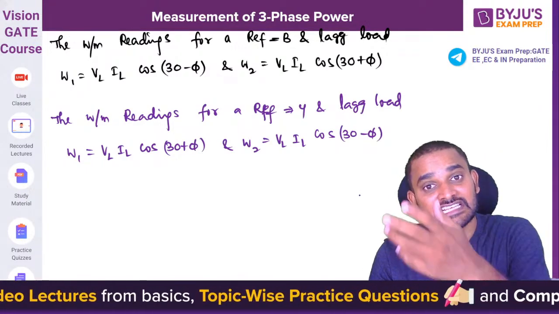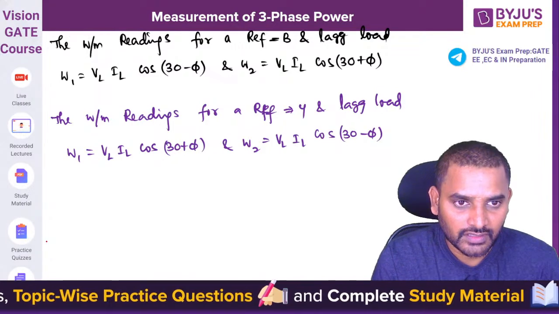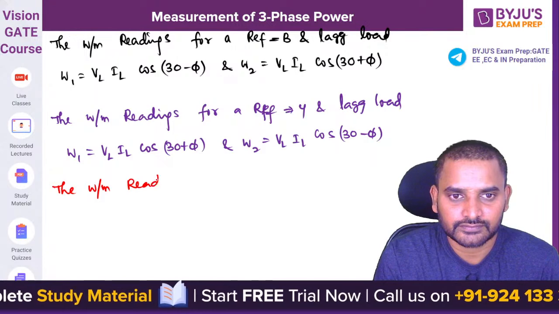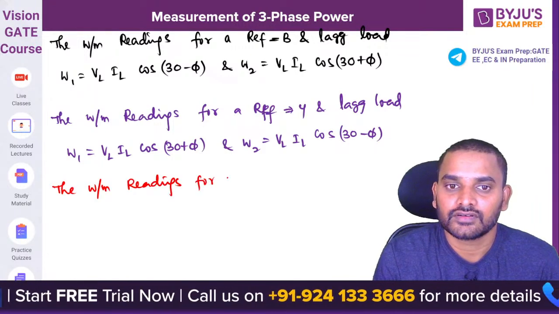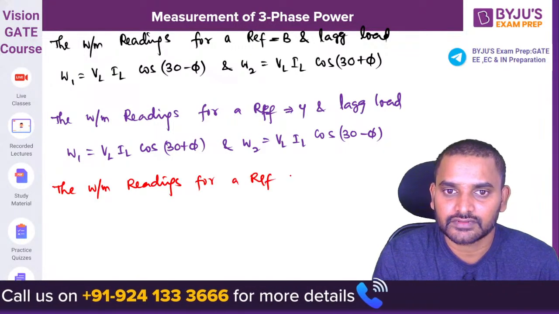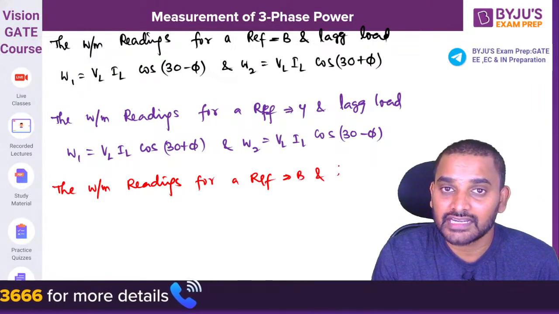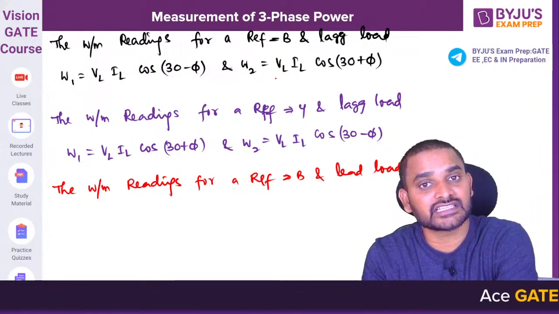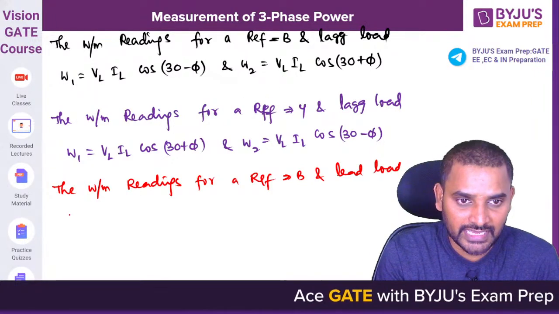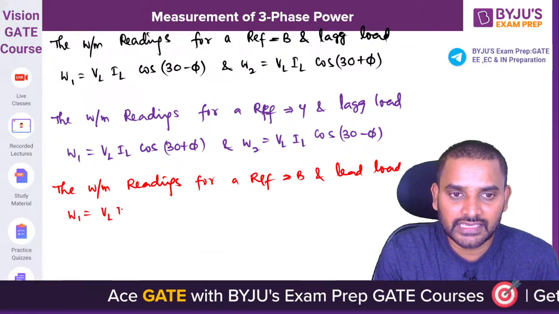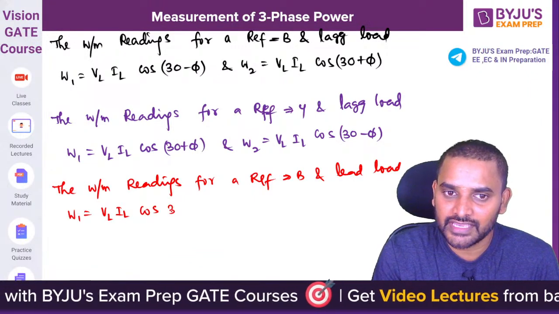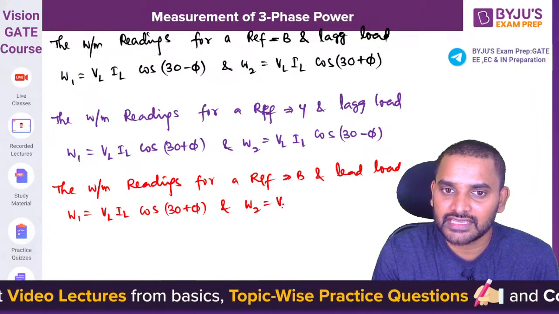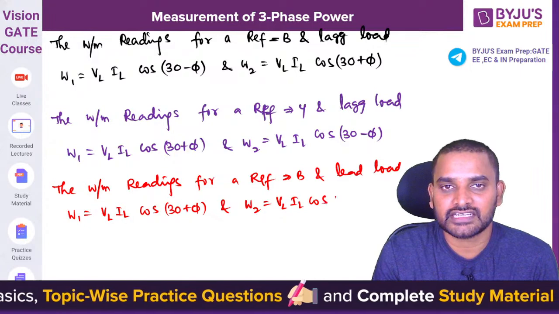Okay. If I change the load nature, the wattmeter readings for reference phase of B and leading load. So the reference phase is the same B, but I am changing the load nature from lagging to leading. Again W1 reading will be VLIL cos 30 plus phi and W2 reading will be VLIL cos 30 minus phi.